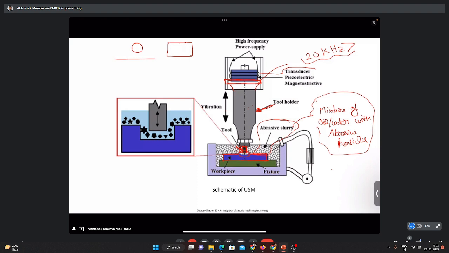So what is happening there? This is the zoomed figure. This is our workpiece, and over the workpiece we have slurry, which is the mixture of water plus abrasive particles. This is the tool, and we are applying some load, some force, over this tool, as well as vibrating it at very high frequency, ultrasonic vibration.